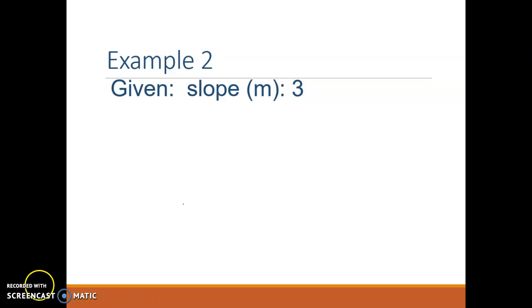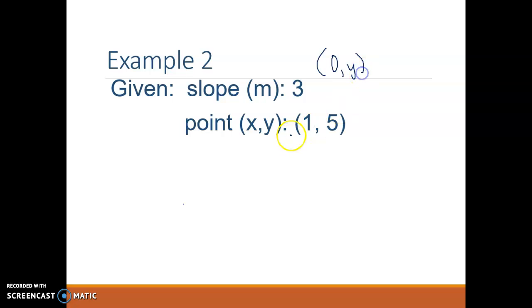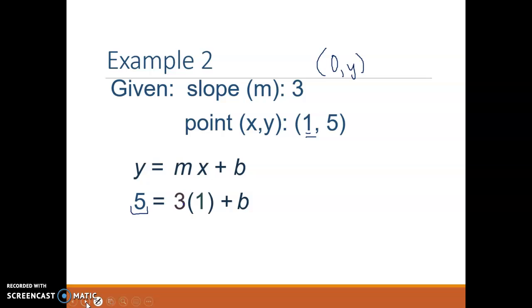Let's take a look at example 2. Our given is that our slope is 3 and our point is 1, 5. Now, we don't know our intercept. Remember, our intercept would have to be 0 and then our y value. And this is not a 0, so this is not our intercept. When we know the point and the slope, what do we do? Well, we can plug in 5 for our y. We can plug in 3 for our slope and 1 for our x and solve for b. When we do that, we find that b is equal to 2.